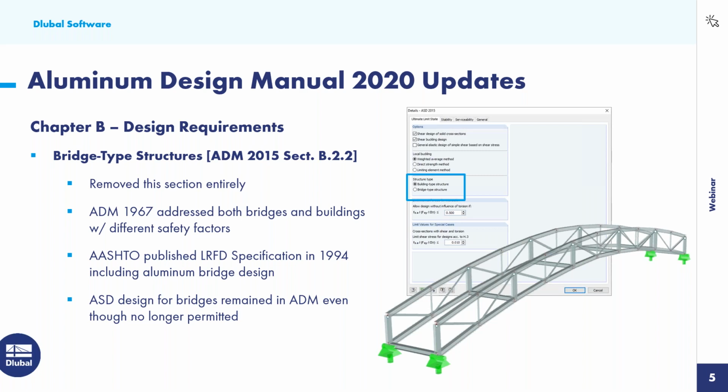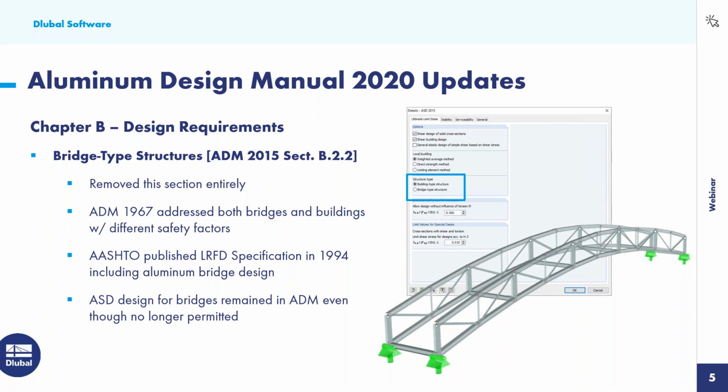So it wasn't until 1994 that AASHTO published the first LRFD specification, and they actually did include aluminum bridge design for LRFD. So as a result of this, ASD kind of lingered on within the ADM, even though ASD design is no longer permitted for aluminum bridges. So that's why within the 2020, that was completely removed.